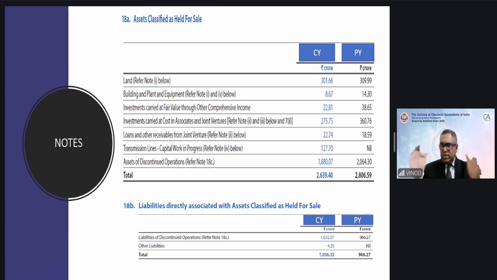Then you need to give in the notes the split-up of all the assets totaling to your disposal group. So this will include non-current assets, current assets, liabilities, anything. So just have a look at it. In this case, there is land, plant and equipment, investments at OCI, investments at cost, loans, work in progress, others.